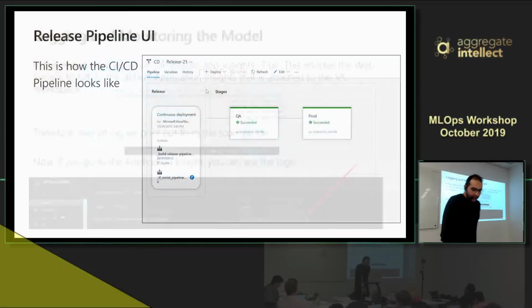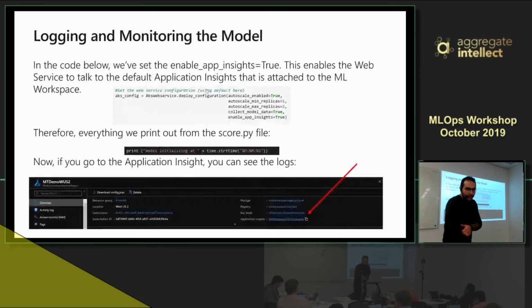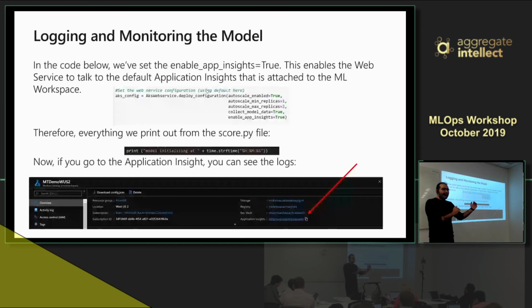And going to the application monitoring, I'm going to go a little bit faster. Whenever you create that web service and register it, you can mention that you want to collect the model data and enable App Insights. If you turn these two to true, wherever you write print within that score.py file, that will be saved within the application insights.